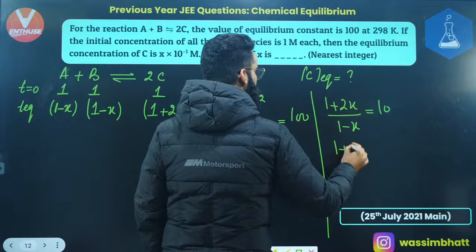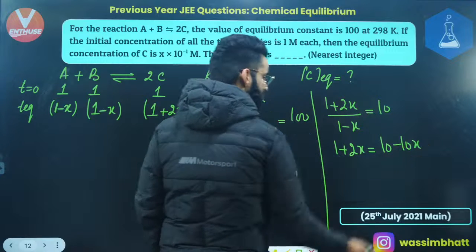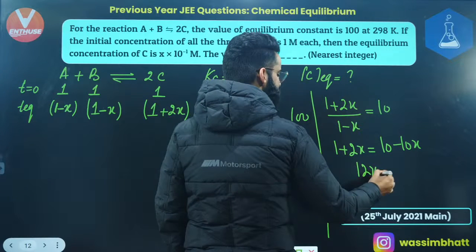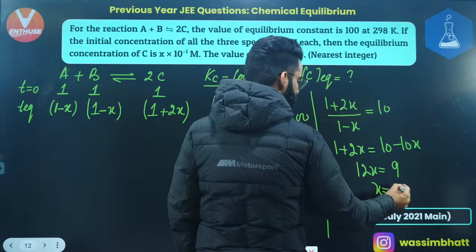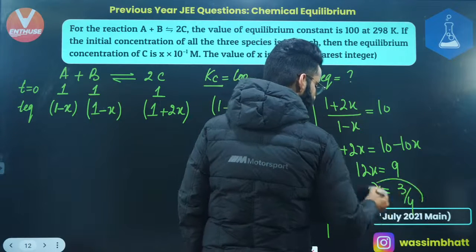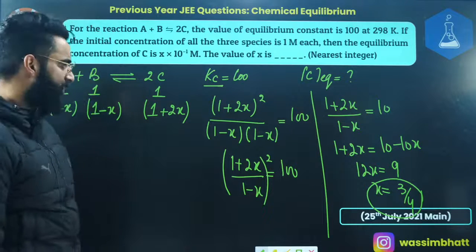So from this, you're going to get 1 plus 2x equal to 10 minus 10x, correct? So you'll be getting 12x is equal to 9, right? So x is going to be 9 divided by 12. So 3 3s are 9, 3 4s are 12. X value you got to know exactly as 3 by 4, right?